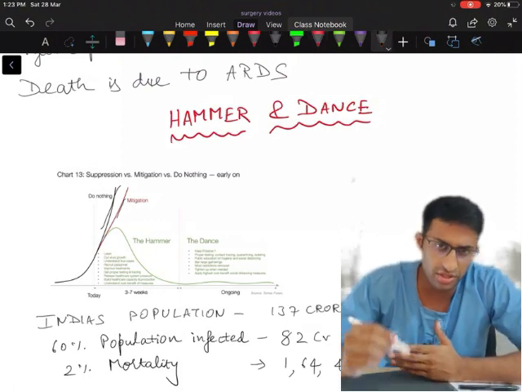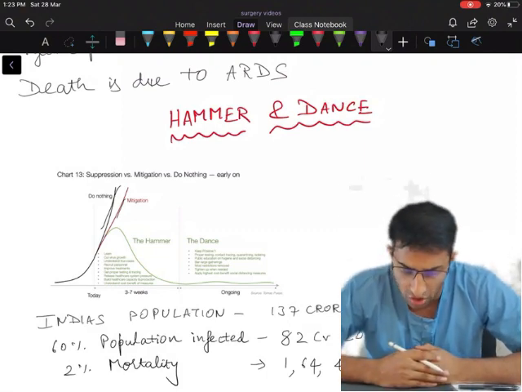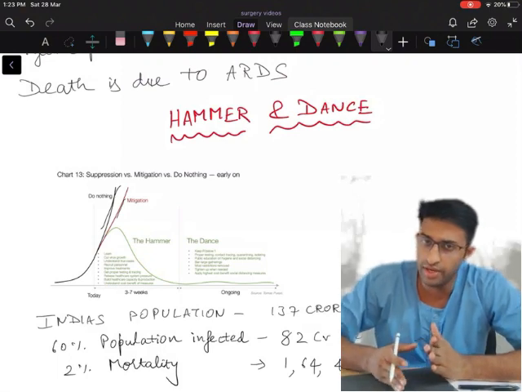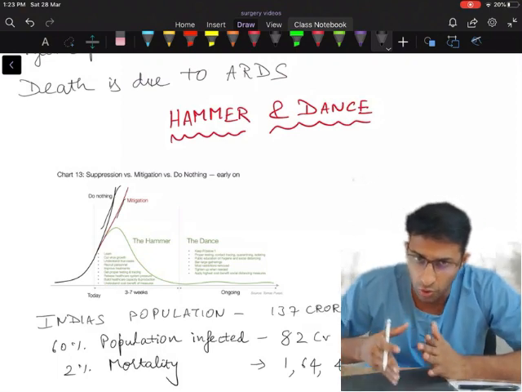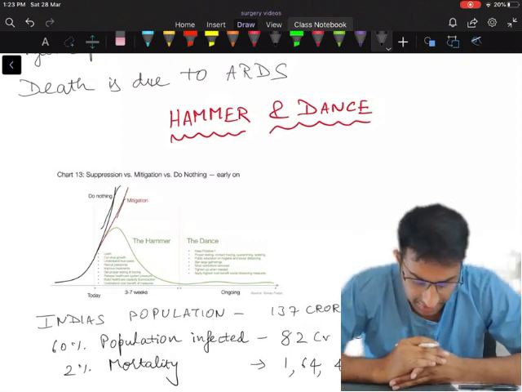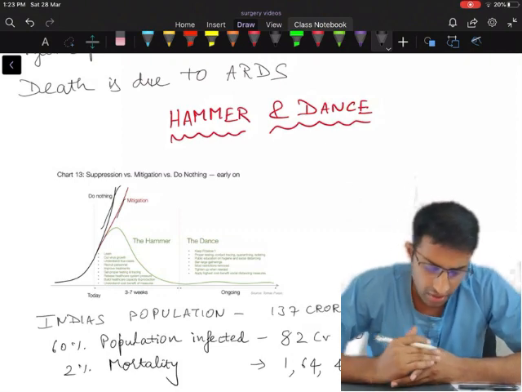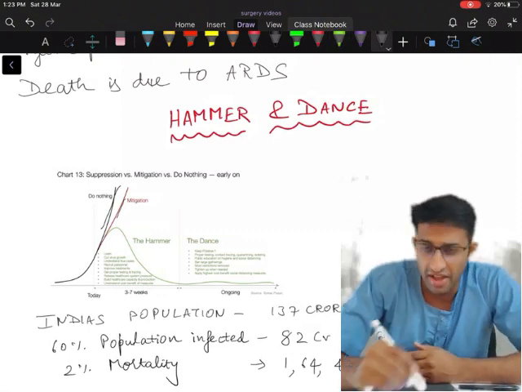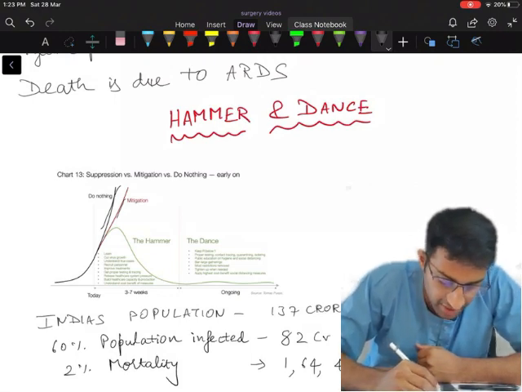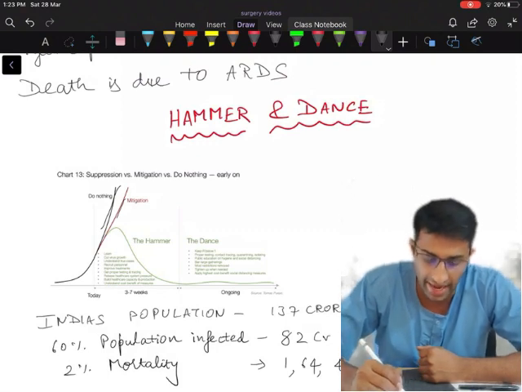The hammer phase is the most crucial phase, where there is maximum transmission of the virus. This hammer phase occurs between 3 to 7 weeks. That is the most crucial point where we need to take maximum precaution to prevent the disease. That is when the whole country needs to be in lockdown. All transport services, everything has to be stopped. If we are careful during this 3 to 7 week hammer period, the number of cases can drastically reduce and we can go to the dance phase.